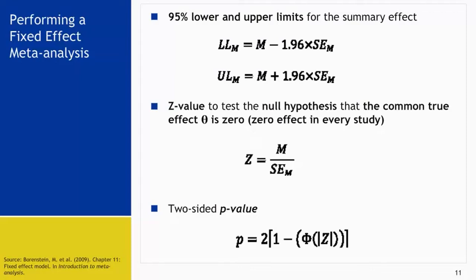Again, the lower and upper limits for the summary effect would be the mean minus 1.96 times the standard error, or the mean plus 1.96 times the standard error for the upper limit. And you can use, again, the mean and the variance, or the standard error, to test for the null hypothesis that the common true effect size theta is 0. And from there, you can get the p-value. So the equations on these slides are standard equations probably you have seen already from your epi or biostats classes.